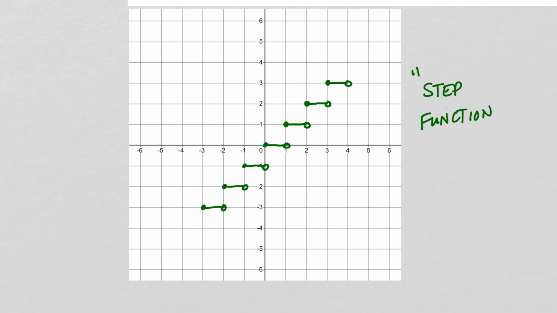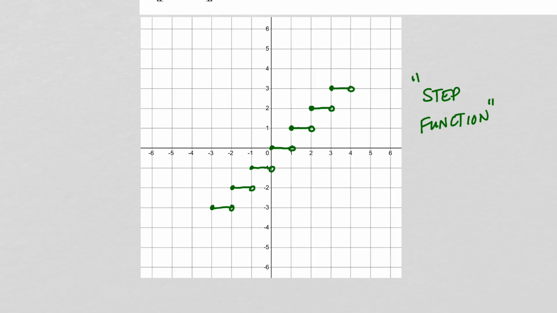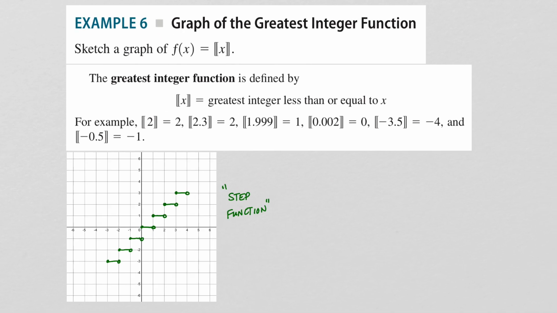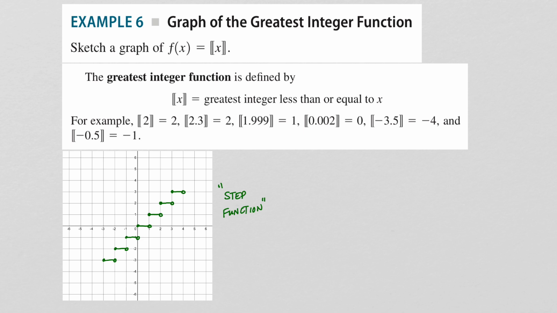Okay, and a step function is a more appropriate name for this function, but the technical name is the greatest integer function. So we just like to keep this example in mind because it is useful sometimes in the future to refer back to this special function.